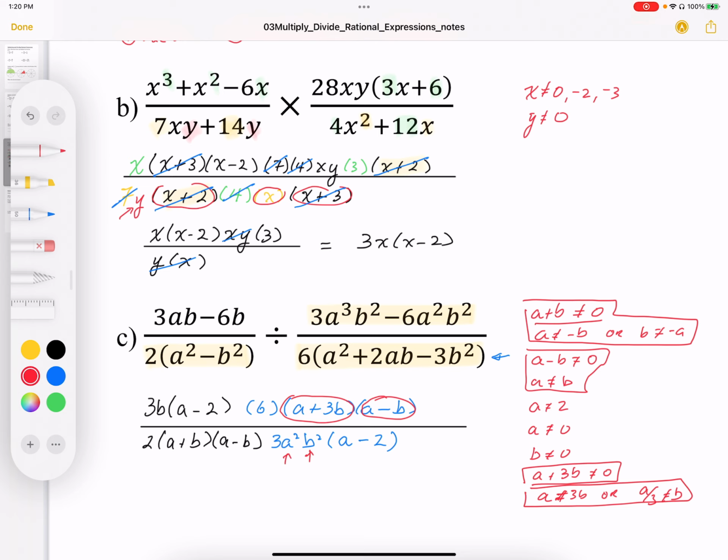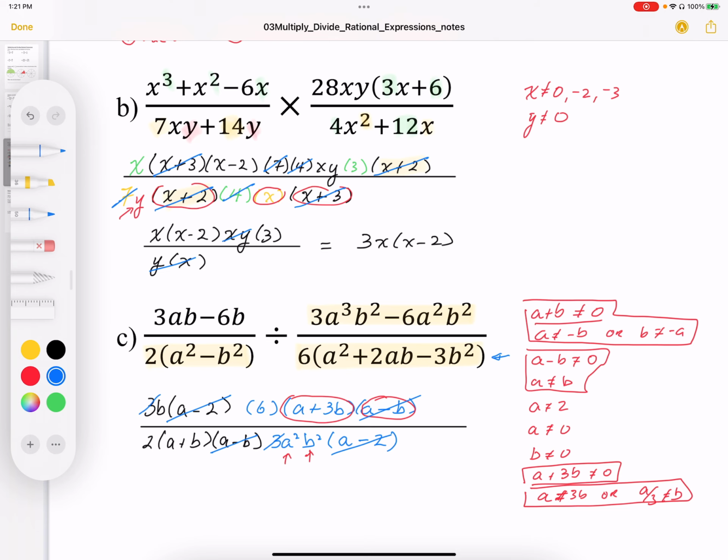Now I'm going to start my canceling. I'm going to look for common factors and cancel them out. So a minus 2's cancel. I've got an a minus b canceling. I've got a common factor of 3 here and here. Looks like I got a common factor of 2. I'm going to save that one.